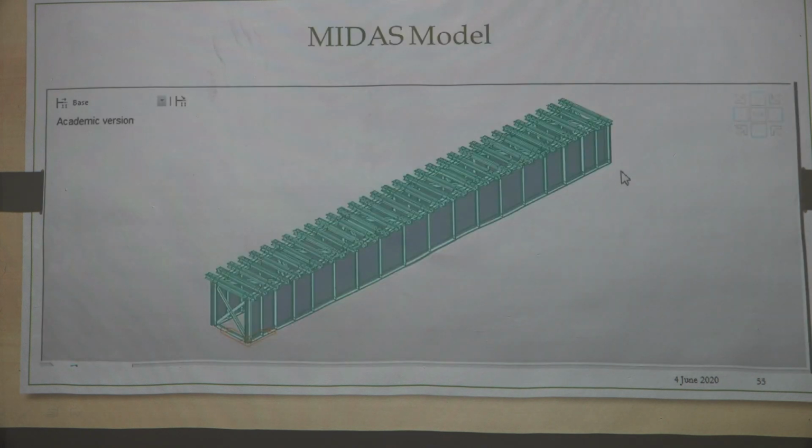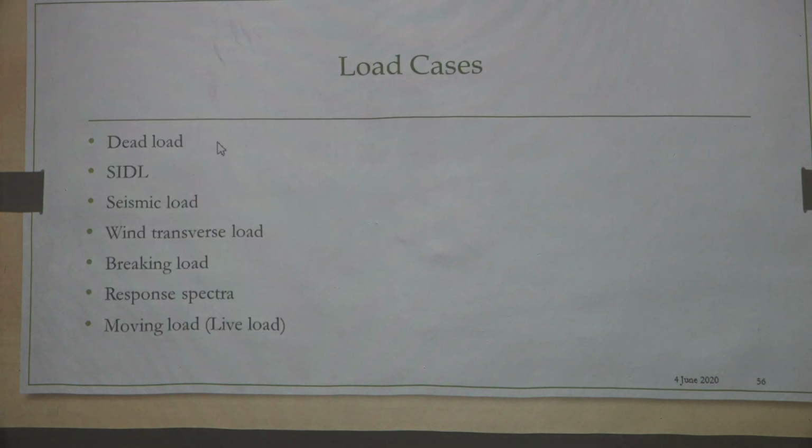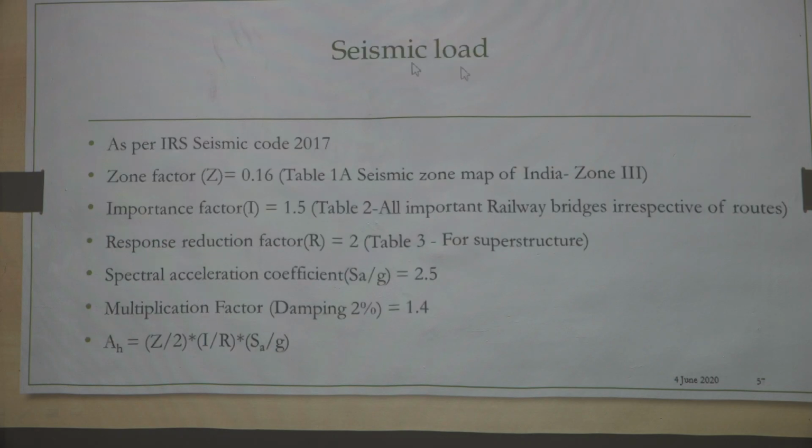So, this is Midas's model. These are the load cases: dead load, then the superimposed dead load, seismic load, wind load, braking load, response spectra, and all those moving loads. I will just explain the seismic load. Every standard is being discussed here. IRS means Indian Railway Standard. So, this is for the seismic code.